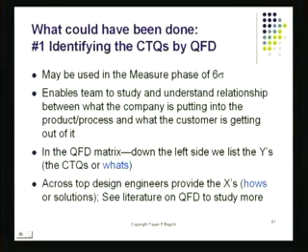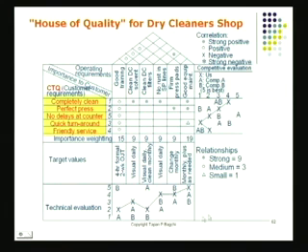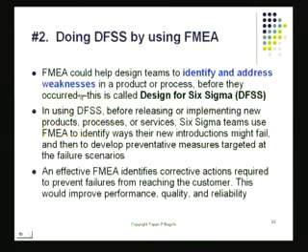This is something that would involve interaction with potential customers or perhaps real customers. What we really try to do is make sure that the team understands what it is that they are really after. What are the CTQs? Remember this diagram, house of quality. On the left hand side, on the left hand wall, I've got the CTQs, the critical to quality characteristics.